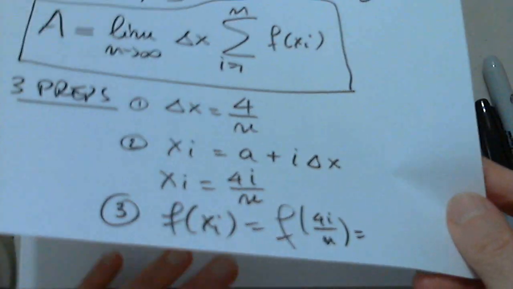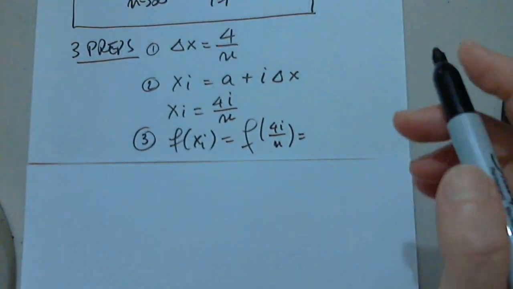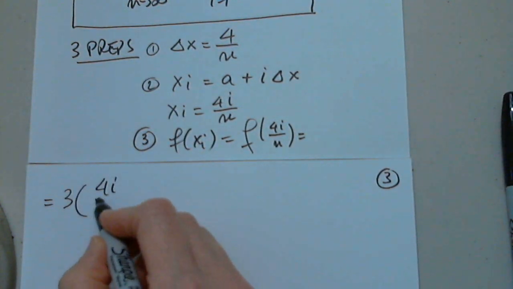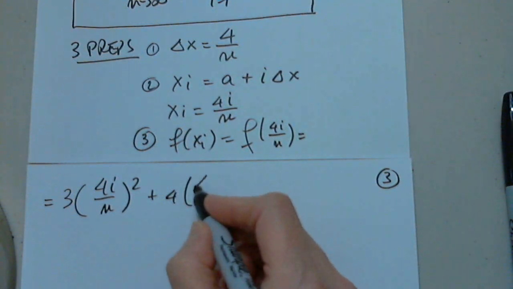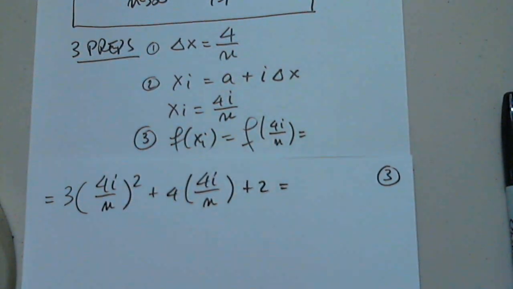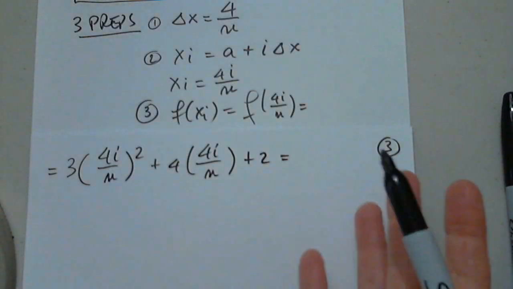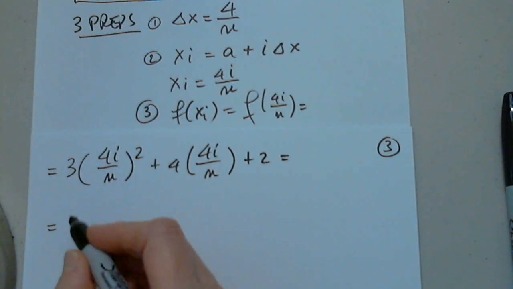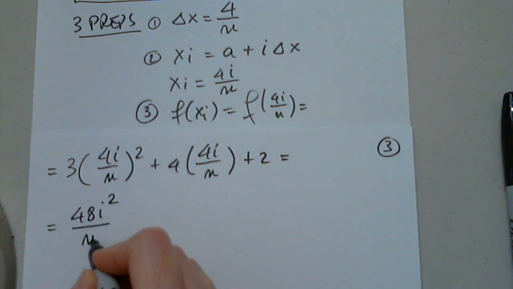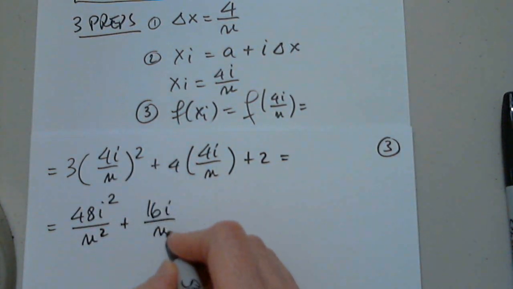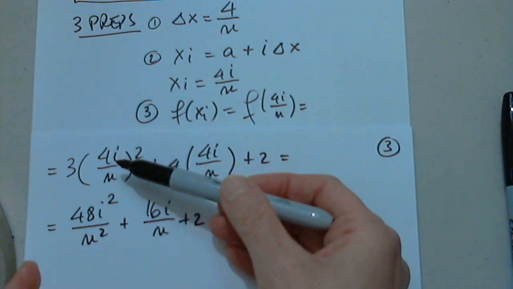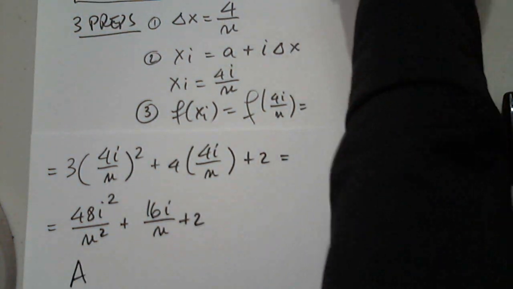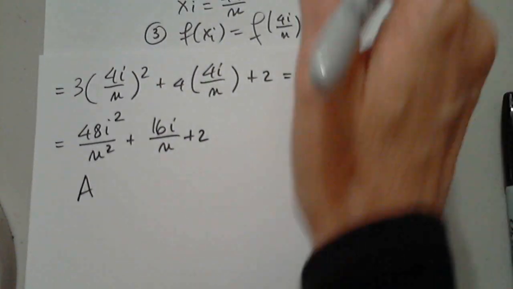There is not enough room here, so let me move on. Page 3. So that will be 3 times (4i over n) squared plus 4 times 4i over n plus 2. From this moment on, it's just plain algebra, right? So 4 squared is 16. 16 times 3, 48. 48 i squared over n squared plus 16i over n plus 2. I'm checking my numbers again. So 16 times 3 is still 48. Yes.